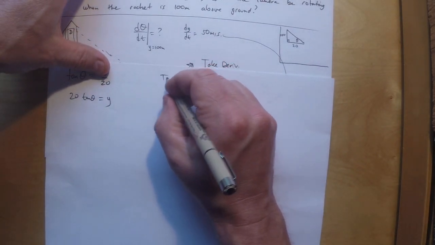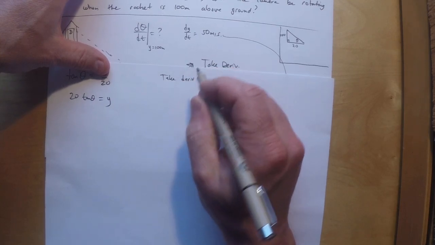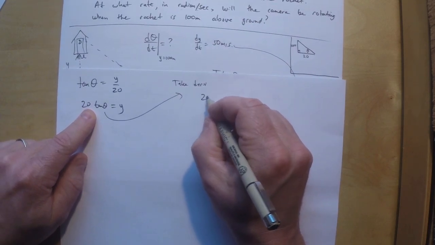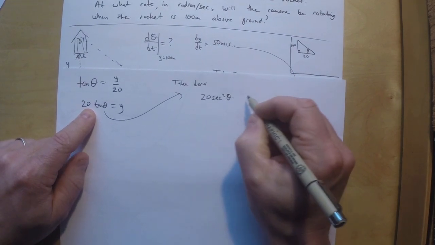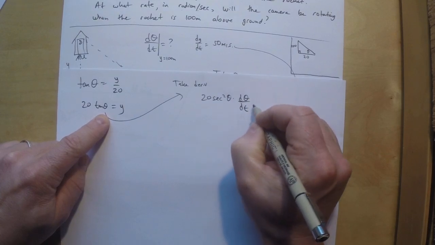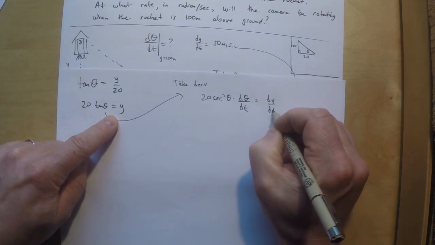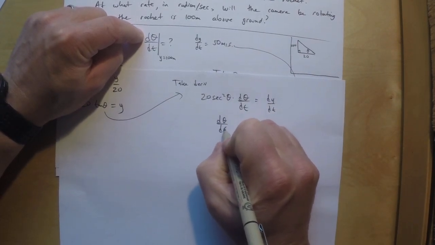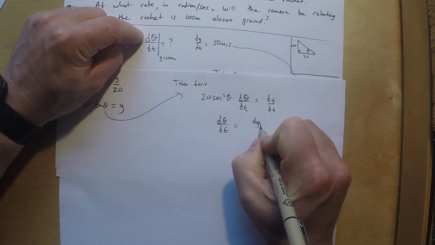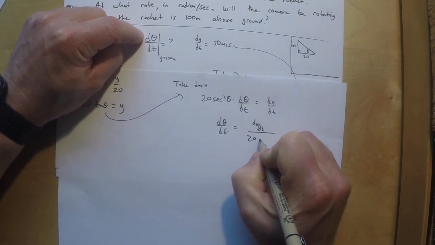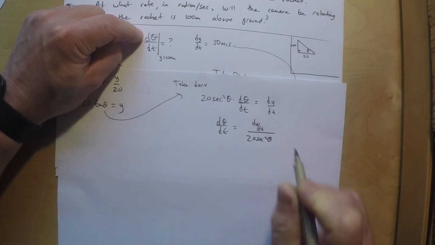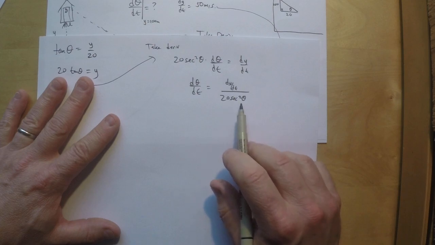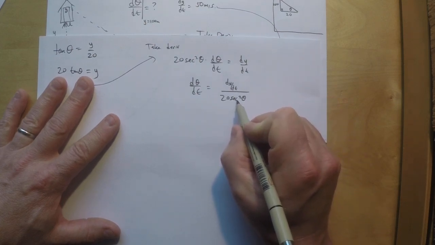So, taking the derivative of this. Derivative of tan is secant squared theta times the derivative of the inside, d theta dt, equals dy dt. Solving for d theta dt will equal dy dt divided by 20 secant squared theta. All good? I just don't like having 1 over secant squared, because remember, secant squared is 1 over cos squared.